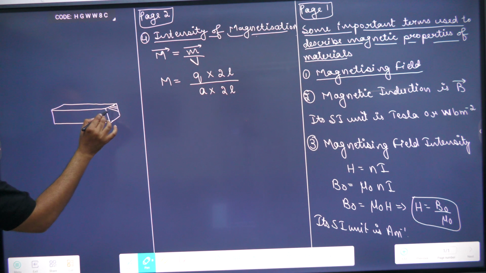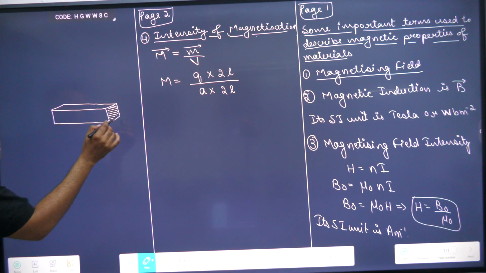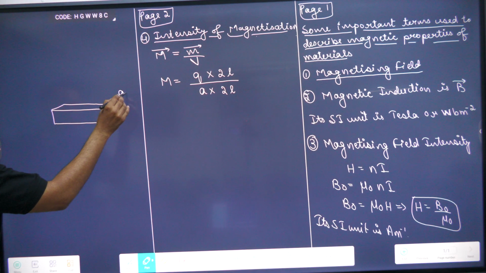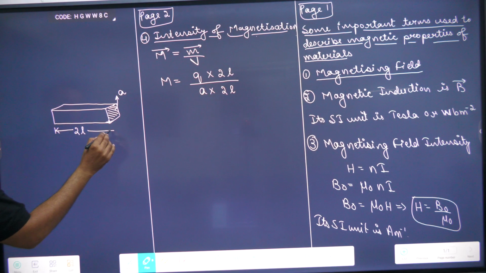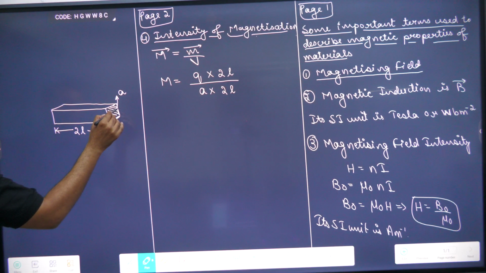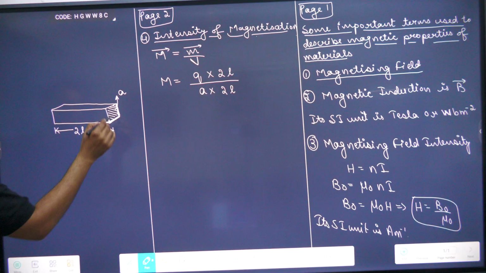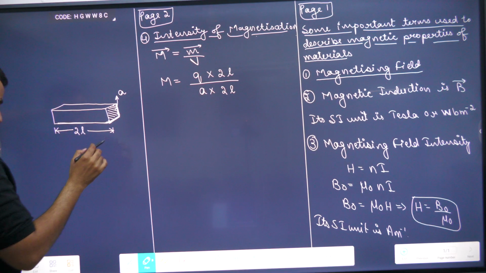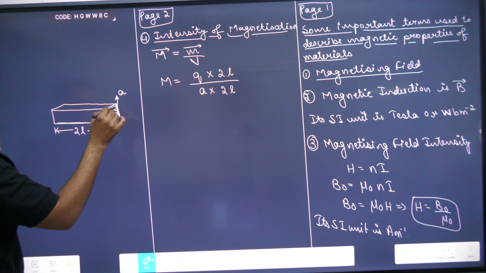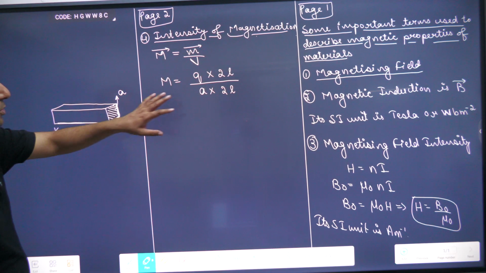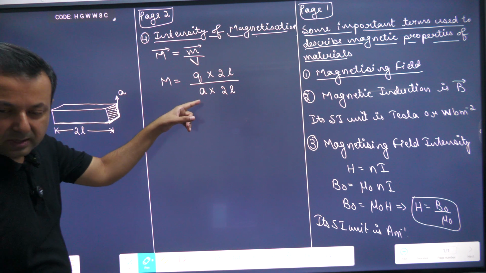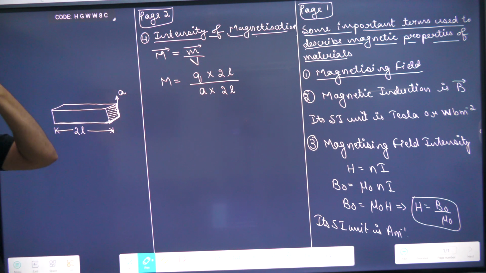And Anusha, this area is called area of cross section. So this is small a, and the length of the magnet is 2L. Small a comes with the help of length into breadth. Length multiplied by breadth, and this one is height. So length into breadth into height becomes volume. So in place of volume, I have written area of cross section into height. Height is 2L here. Okay, is this clear to you?